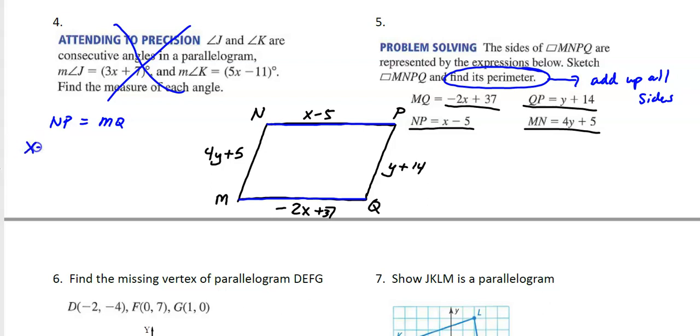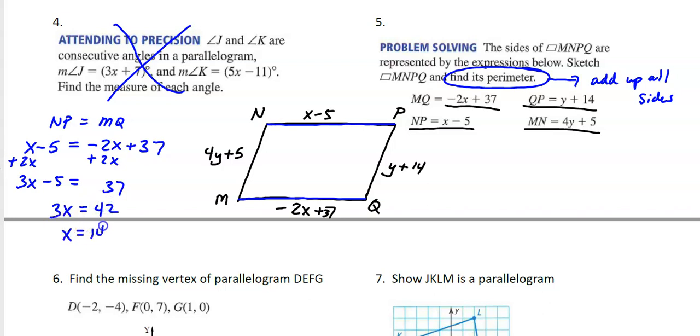So I know that x minus 5 needs to equal negative 2x plus 37. And now we solve this. So I'm going to add 2x to both sides. And I get 37 equals 3x minus 5. And then I'm going to add 5 to both sides. And I'll get 3x equals 42. Divide. x equals 14. So if x equals 14, 14 take away 5 is 9.